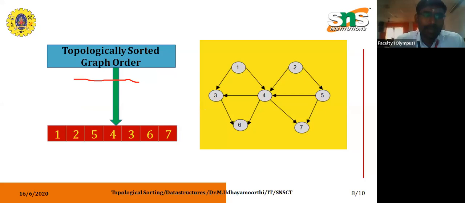So see the graph. In this particular graph, they are giving some topologically sorted order. First you should simply understand the simple way of solving this problem. In a given graph, first you see which nodes have no incoming edges.